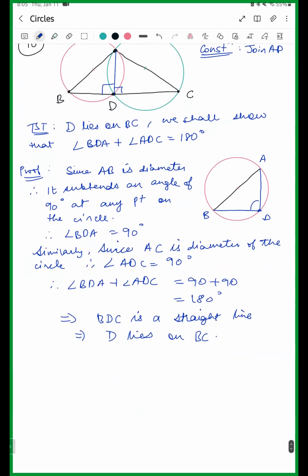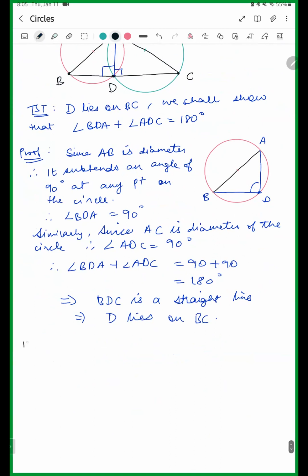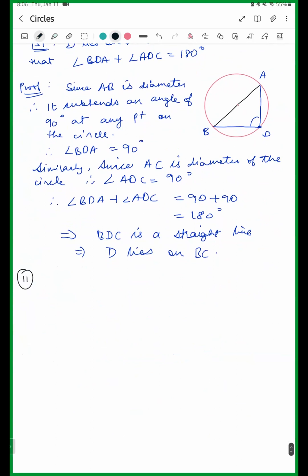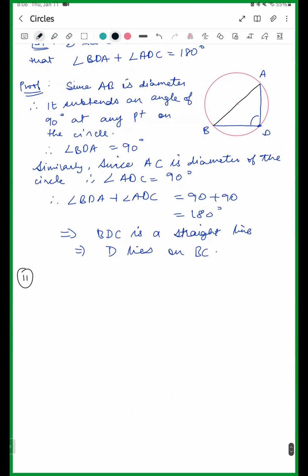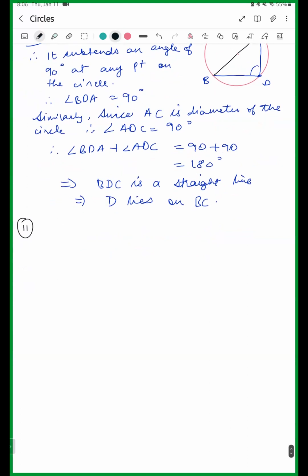All right. Let's move on to the next one. So here, if triangle ABC and triangle ADC are two right angle triangles with common hypotenuse AC, then prove that angle CAD is equal to angle CBD. Figure is given? No. Fine.